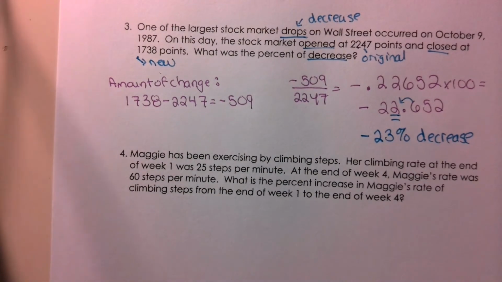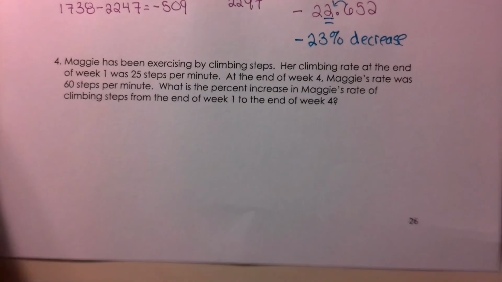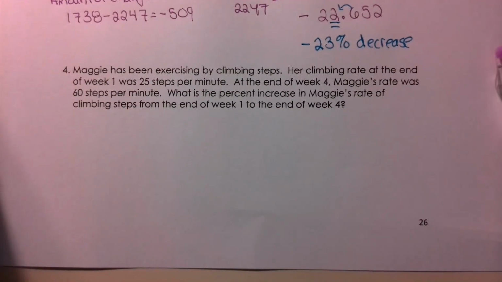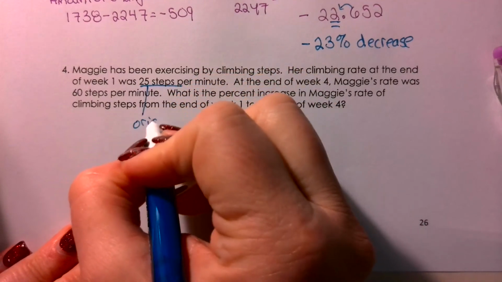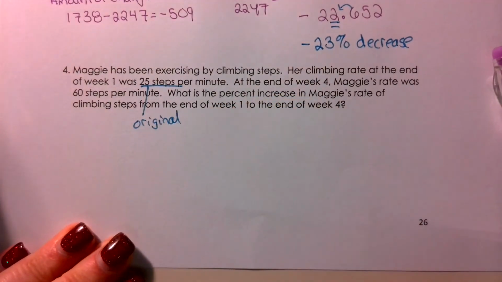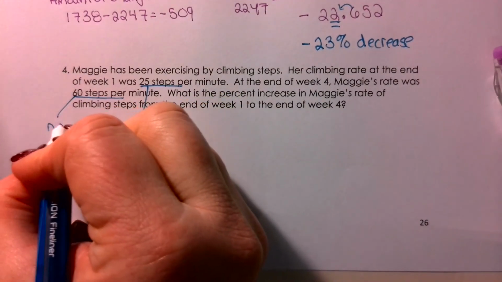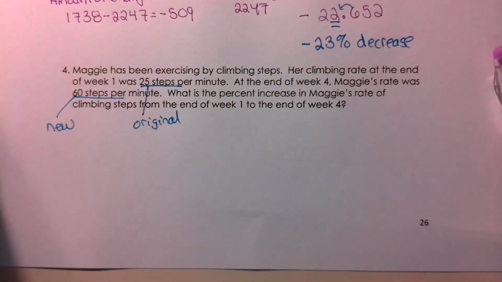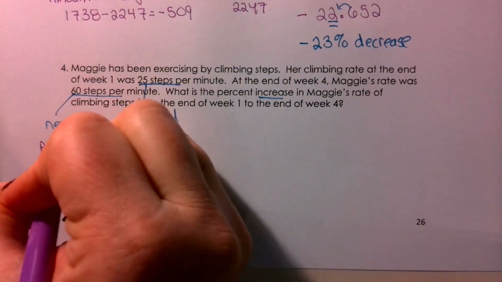Final problem. Maggie has been exercising by climbing steps. Her climbing rate at the end of week 1 was 25 steps per minute. So there's my original number. At the end of week 4, Maggie's rate was 60 steps per minute. So there's my new number. What percent increase in Maggie's rate of climbing steps from the end of week 1 to the end of week 4? Well, let's find our amount of change.